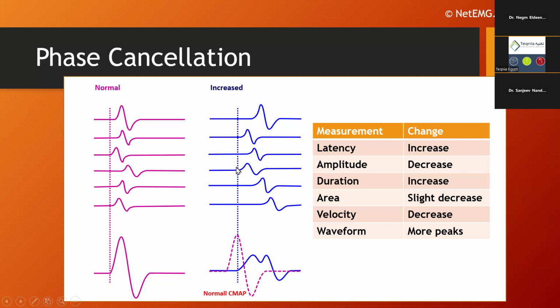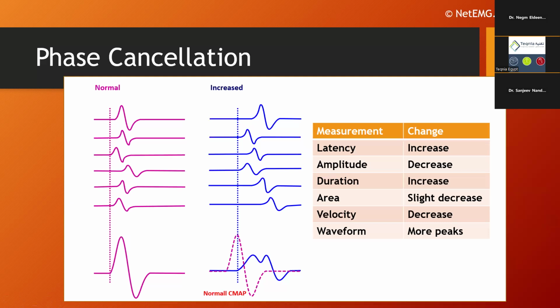But if the temporal dispersion is increased, now some motor unit potentials occur early, some come late. And notice that the positive or the downward going peak of this potential coincides with the upward going peak of this response. And when added, they will cancel each other. This is called phase cancellation. And because of phase cancellation, we get longer duration and lower amplitude.